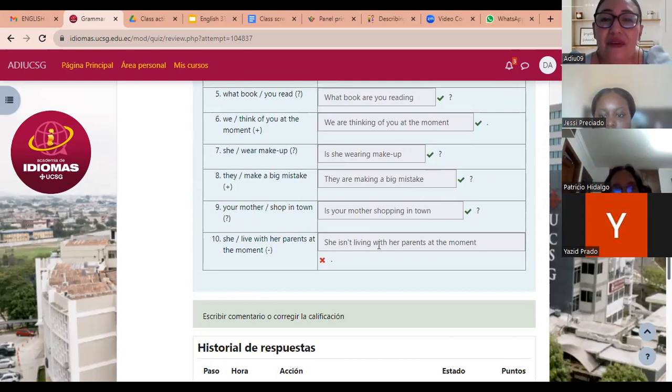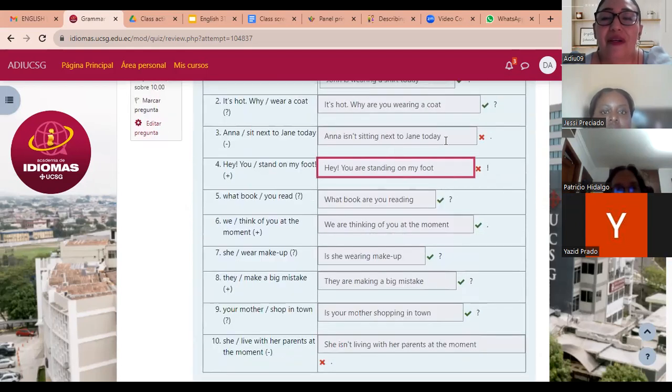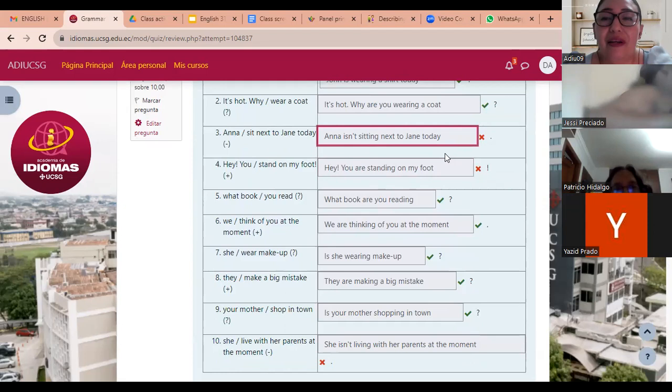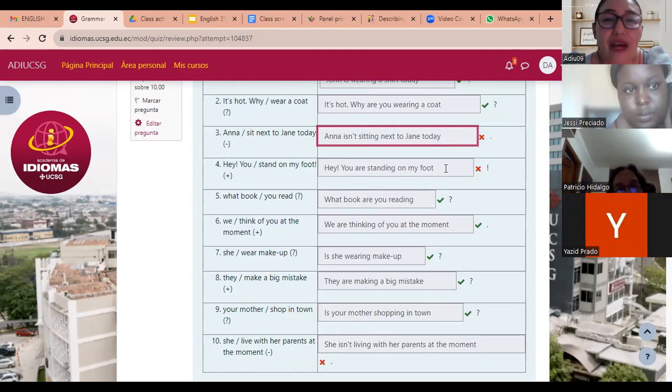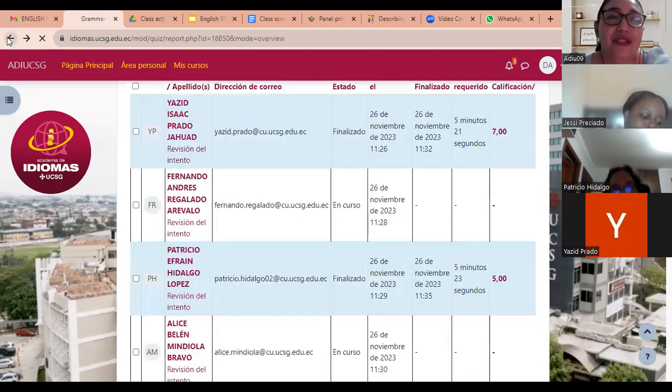She isn't living with her parents. Oh, ok. Todas las que son negativas tienen ese problema. Ok. Pero gracias por el feedback. Ya lo voy a comentar. En la cuarta cuando pones you are. Ok. Entonces aquí también hay que contraerlo. No es you are, you're standing on my feet. Es la versión corta también aquí. Okay, thank you so much. And thanks for the feedback.